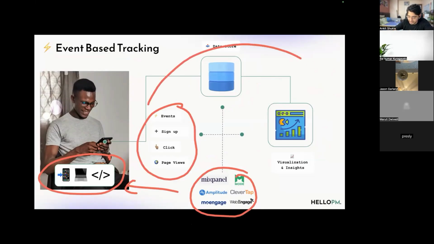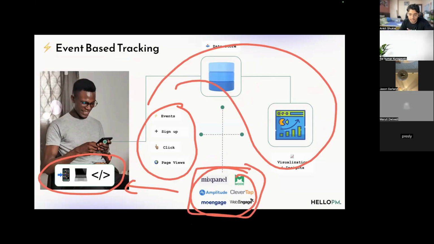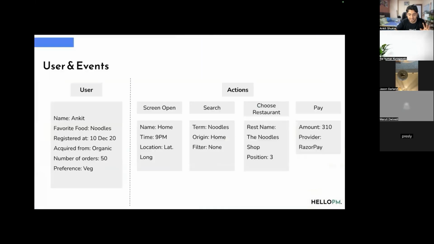Now these events would be automatically stored. And then Mixpanel and these kinds of platforms are going to give you easy to use reports so that you can go ahead and, as a product manager, you can understand this data and take actions based on the same. This is the crux of event-based analytics.